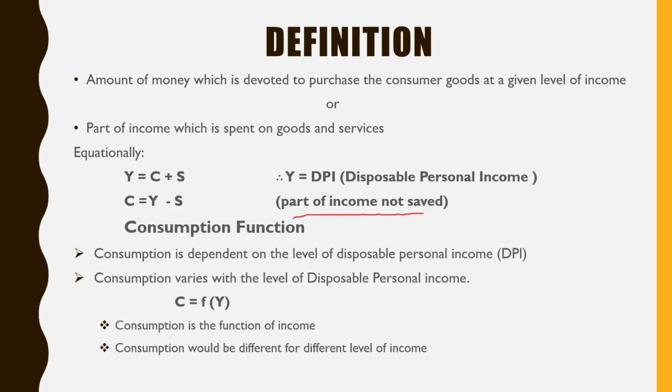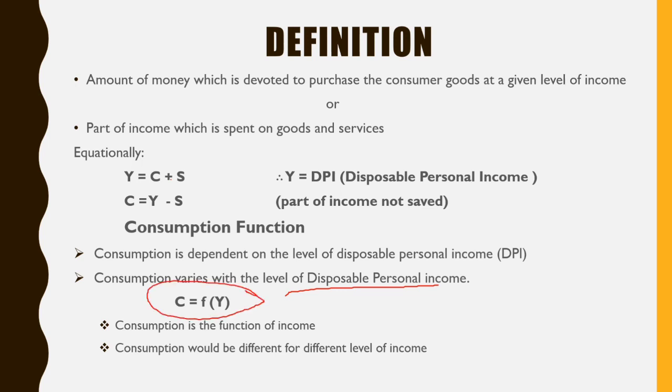After defining consumption, now we will move forward and explain which factors can affect the consumption, meaning that we are talking about the consumption function. As consumption is dependent on the level of disposable personal income, or it varies with the level of disposable personal income, we can write it as consumption is a function of income.